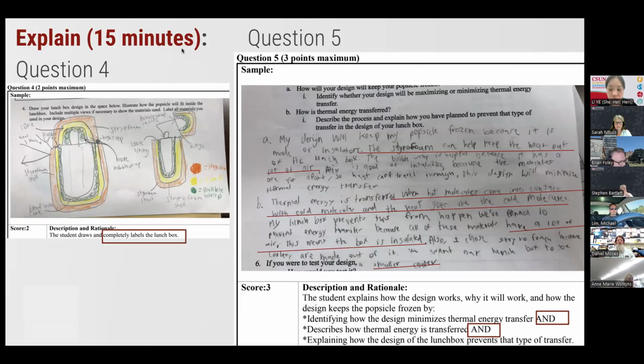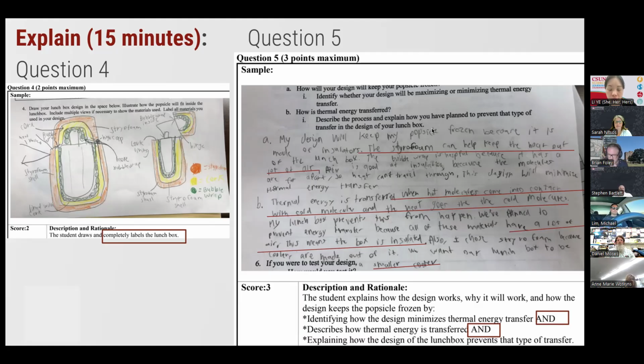And then the reasoning, so it's a lot of text here. So the reasoning, you can focus on this one with underlined. And so they have to identify whether the design will maximize or minimize the thermal energy transfer, which is minimize, right? Then they talk about why, right?